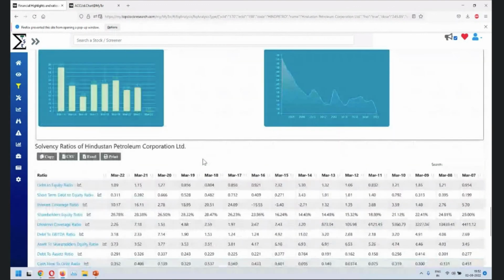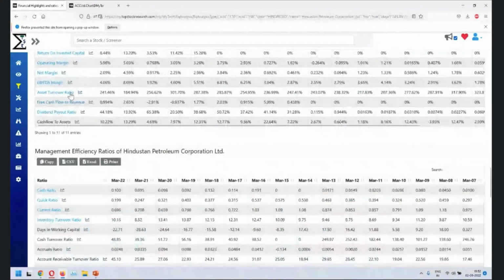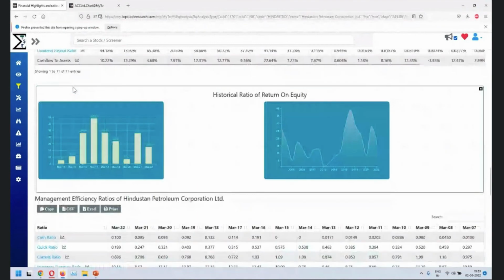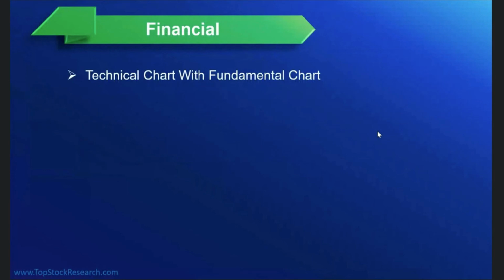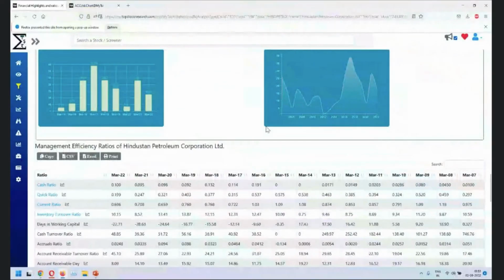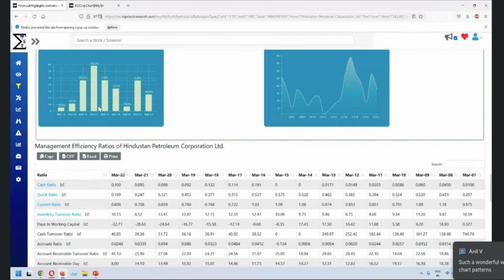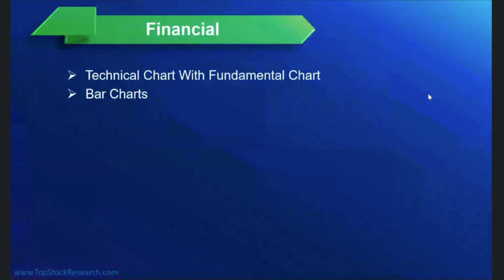Similarly, you can view the other ones. This is account receivable days and so on and so forth, right? I don't want to go too deep into this. ROE, ROA, all these things are here. Financial technical chart with fundamentals, I think we covered. Bar charts, you see both bar as well as line charts. A bar chart covers a limited set of records because too many points in a bar chart look ugly or are difficult to read. So we have about 8 to 9 ticks over here. If you want to look at a longer duration, like this one from March 2004 all the way to 2022, a longer view, use line charts.